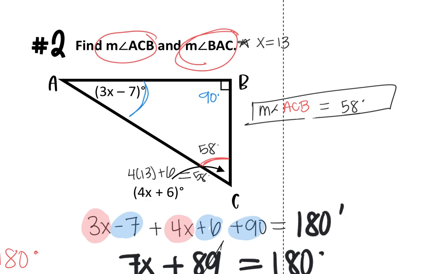Okay, measure angle BAC, the one in blue, is 3x minus 7. So again, take out x, plug in that 13 that you got, and put it in your calculator exactly how you see it with parentheses and everything, and you should be able to get an angle of 32. So this angle is 32.